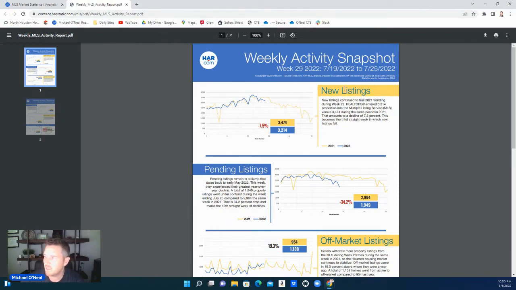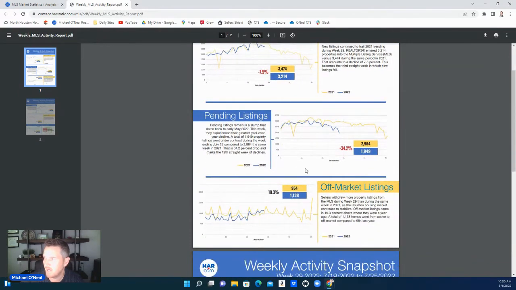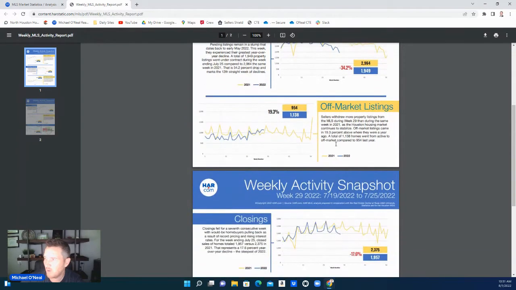So you're comparing this week, if you look right here, 7/19/2022, compared to a year ago for the same week. You can come down and you can look. So at new listings, week over week from 21 compared to 22, they are down 7.5%. And that's new listings hitting the market. Pending listings, we have 30, they're negative 34.2%. This is compared to the same week last year. Off market listings, this is interesting. Almost 20%, 19.3%. This is sellers withdrawing more property listings from the MLS during this week versus the same time last year.